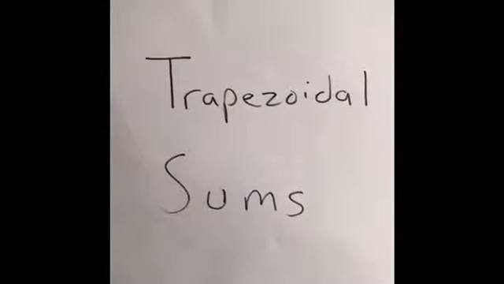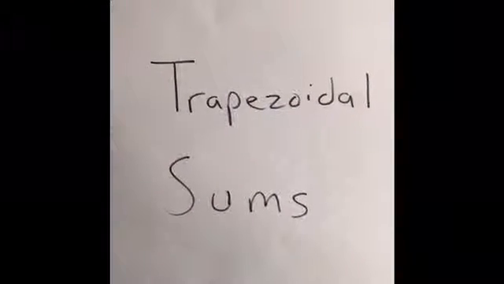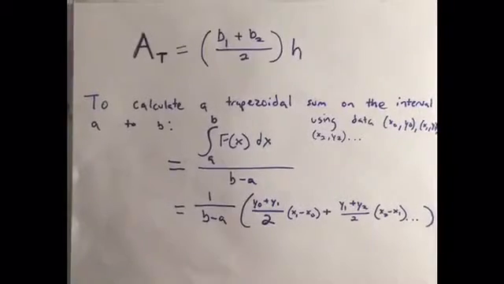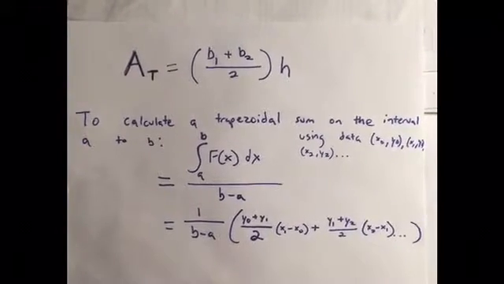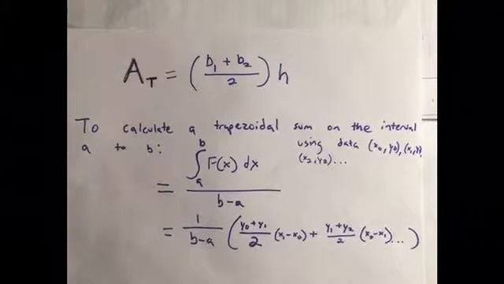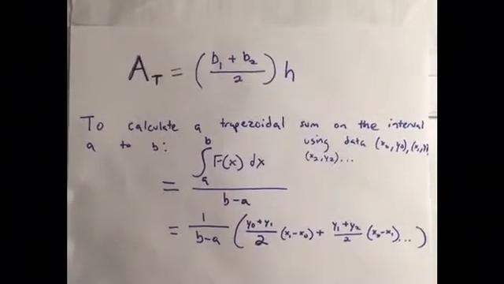Trapezoidal sum is a method used to approximate definite integrals. To calculate a trapezoidal sum, we first need to know the area of a trapezoid, which is (base 1 plus base 2) divided by 2 times height.